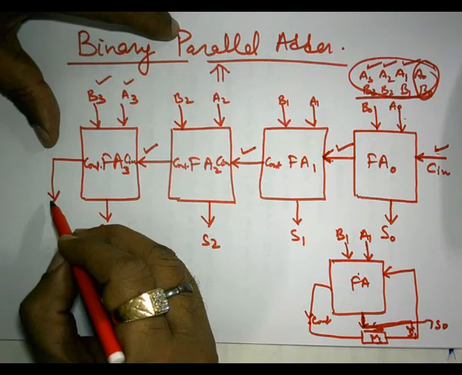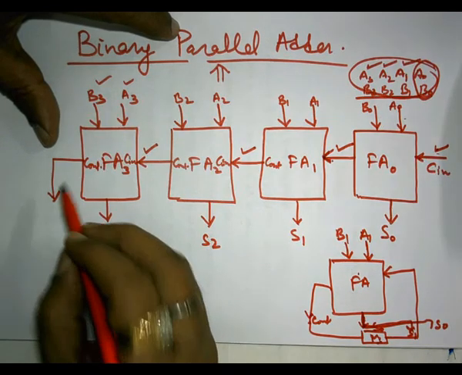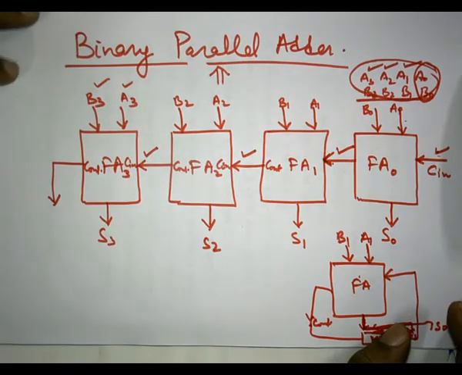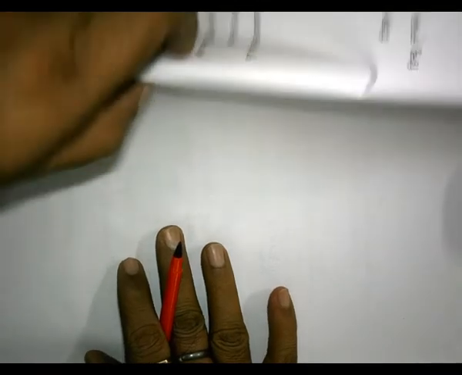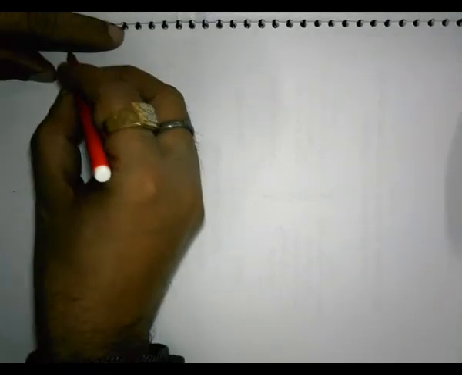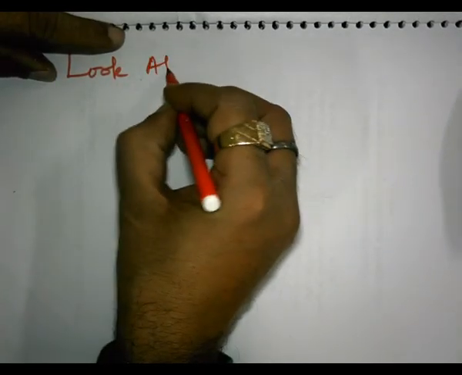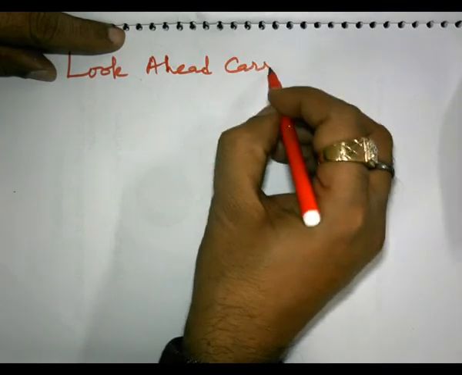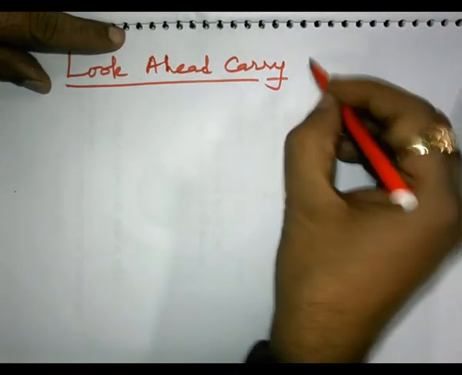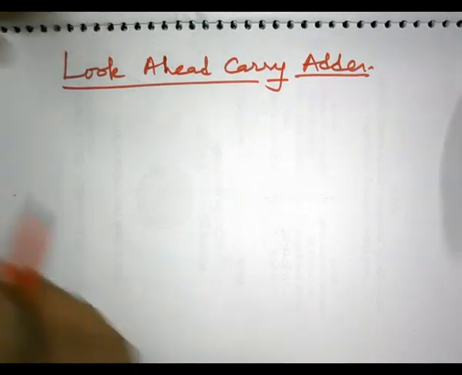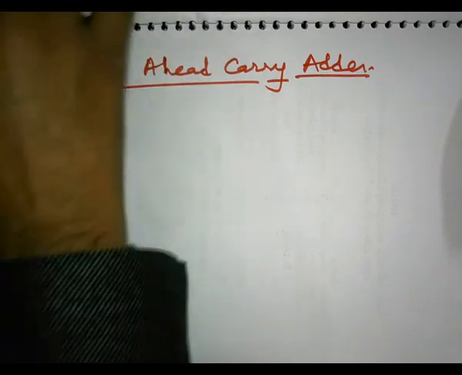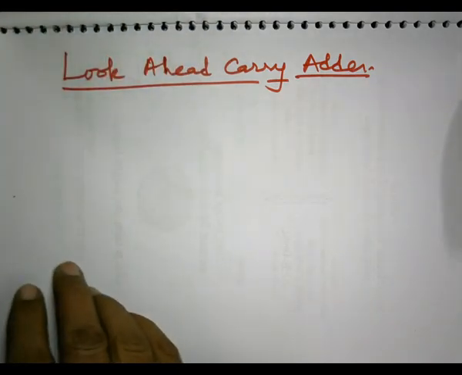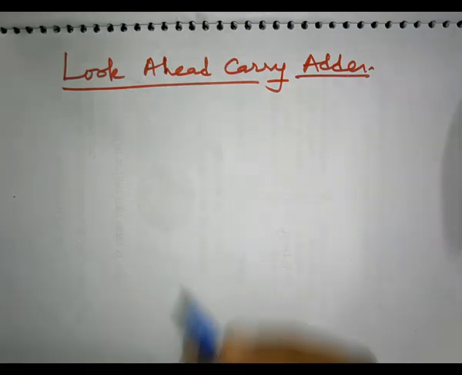So what is the way to get rid of this carry flow, or what is the way to minimize this carry propagation time? One of the ways is to use the look ahead carry scheme. And this way we design a look ahead carry adder. So what is the logic behind the design of this carry look ahead adder?